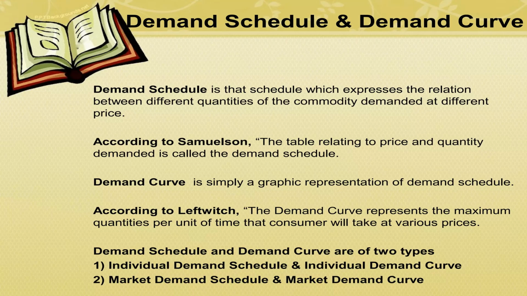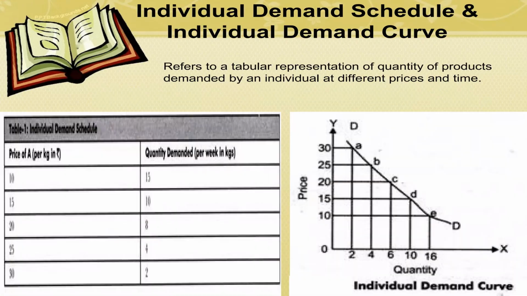And what is a demand curve? It is simply a graphical representation of a demand schedule. There are two definitions given by the authors, which you can see in the slide. Demand schedule and demand curve are of two types: individual demand schedule and individual demand curve, and market demand schedule and market demand curve. First, we are going to discuss the individual demand schedule and individual demand curve. As you can see in the slides, there is a graphical representation and a tabular representation. The tabular one is the demand schedule and the graphical one is the demand curve.